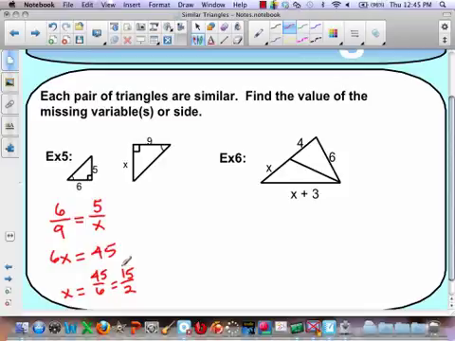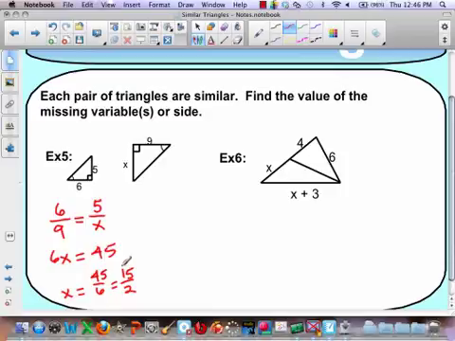What about example 6? This is called the side splitter theorem. That was one of the websites you guys were supposed to go to. What did you learn from the side splitter? How would you set up this proportion? x over 4, and then x plus 3 over 2. I'm going to do a different proportion, Sarah, but yes, you have that set up correct.